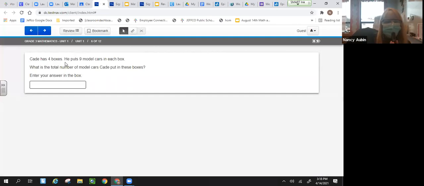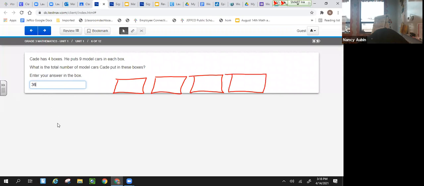Cade has 4 boxes. He puts 9 model cars in each box. What is the total number of model cars Cade put in these boxes? Sunny, what is it? It just says put the answer. But can you write? You can't even write the unit. So 36, how did you know? She used the 9s trick. If you weren't sure what to do, you could have drawn a picture. 4 boxes, 9 in each.